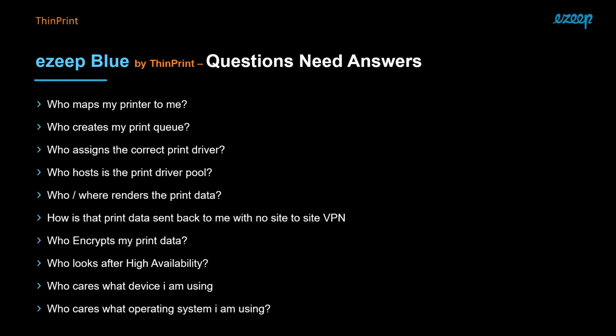All those questions really jump to the forefront, and I've listed quite a few of them here. Who maps my printer to me? Who creates my printer queue? Who assigns the correct printer driver to that print queue? Who hosts the print driver pool? Where does the rendering of the print data take place, and how is that print data sent back to me when there's no site-to-site VPN, if I'm just using an HTTPS WebSocket protocol? How can I get that print data outbound and inbound back to me?